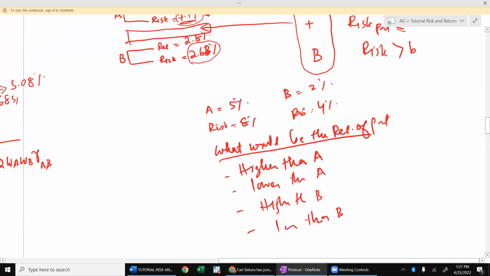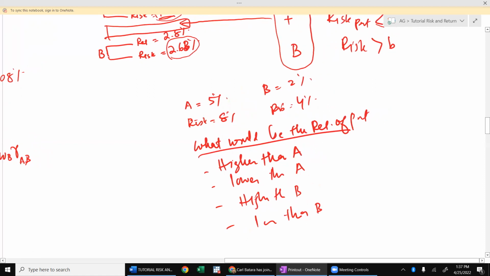If I'm lower than A, higher than B. Very good. So your options would be A, B, C, D. So it would be lower than A. This would be your option. So if you understand the concept, it won't be very difficult for you to get the answer.